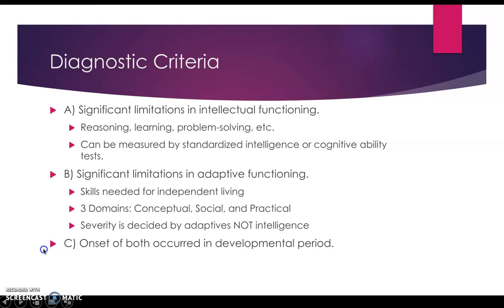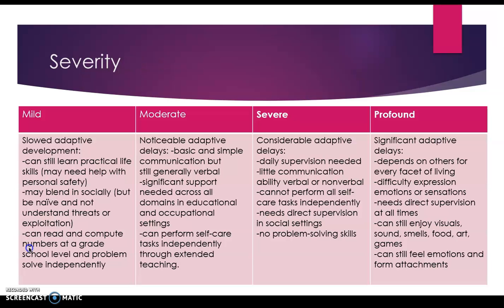C, last criteria. So the onset of both significant limitations had to have occurred in the developmental period. Severity. So mild. Someone with a mild intellectual disability, they just have general slowed adaptive development, but can still learn practical life skills, although they might need additional help learning like personal safety. So they might be able to cook, but just might need reminders that, hey, the stove's hot, don't touch it.